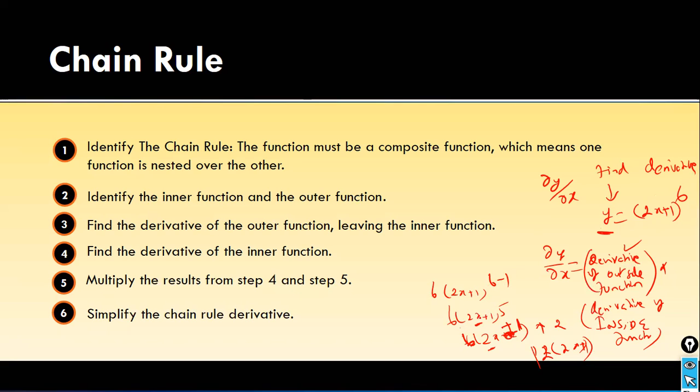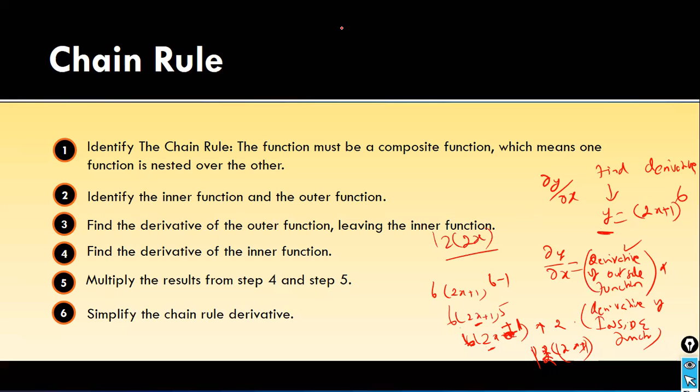Then for the inner function, you take the derivative of the inside function. When you take the partial with respect to x, the 2 comes outside, because the coefficient of x is 2. 6 into 2 is 12, and 2x + 1 remains, though ideally it is 12 into (2x + 1) to the power 5. This is how you need to use the chain rule, using which we can find the derivative.